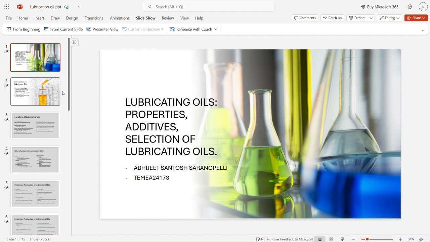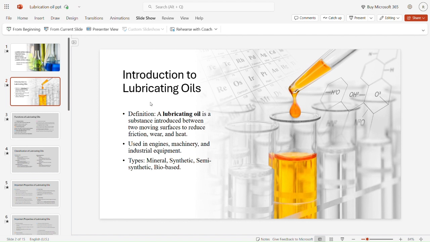First of all, what is lubricating oil and why do we use it? Lubricating oil is a substance which is used to reduce the friction, wear, and heat between two moving parts. Basically, it is used in various applications such as engines, machinery, industrial equipment, etc. There are various types of lubricating oil used in these applications such as synthetic, mineral, semi-synthetic, or bio-based lubricating oil. We will see lubricating oils in detail in the next slide.